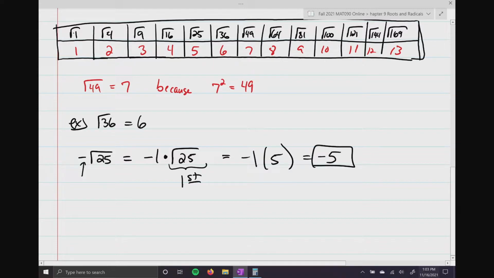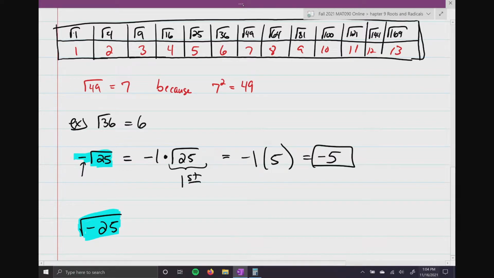Now, if you're asking yourself why I have to be careful about this, it's because of this example, the square root of negative 25. Before I go any further, I'm going to read the first problem again, and highlight it as I read it. Negative square root of 25. The second is the square root of negative 25. Notice the difference in the way I read this. Now, here's the problem.